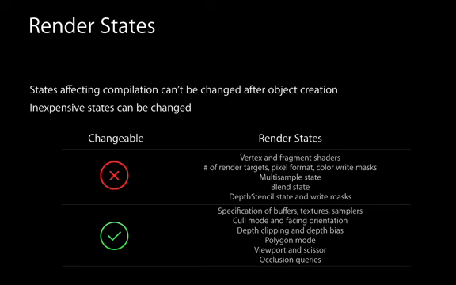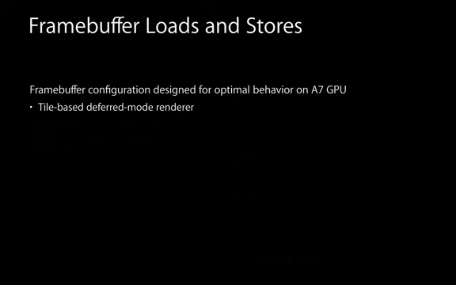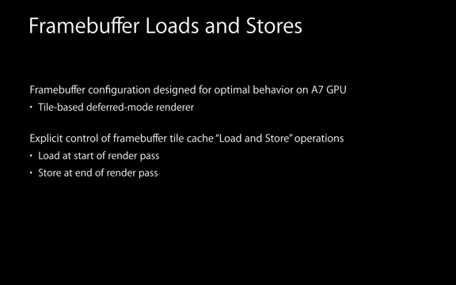Now, I talked a few times about how the API was designed with the A7 in mind. And one of the key ways you can see this is in how we handle frame buffer loads and stores. Now, the A7 GPU is a tile-based deferred mode renderer. Now, I'm not going to go into the details of what this means, but one important piece of that is that it has what's called a tile cache. And the tile cache is used at the beginning and end of each rendering pass to load the contents of the previous frame buffer or to write it out to memory.